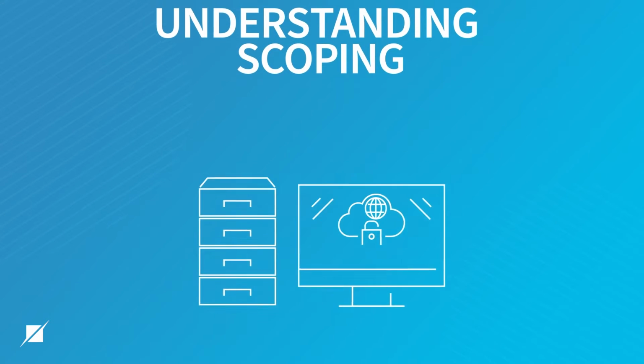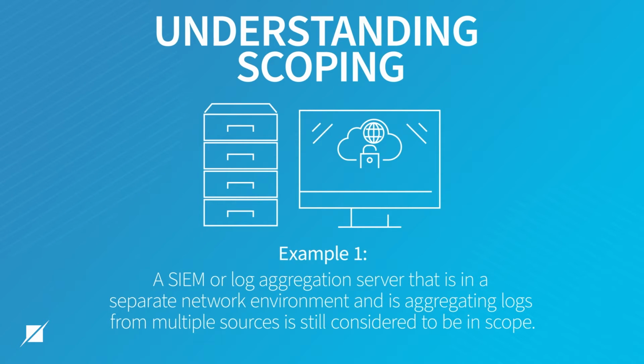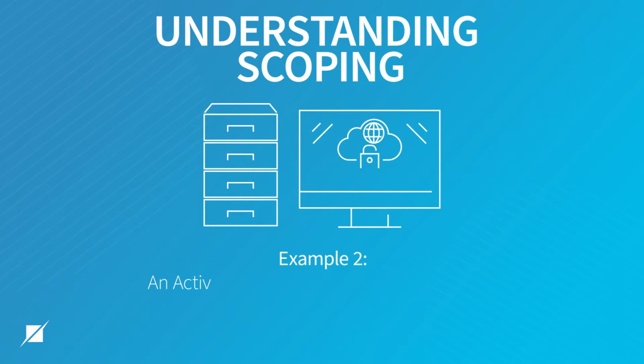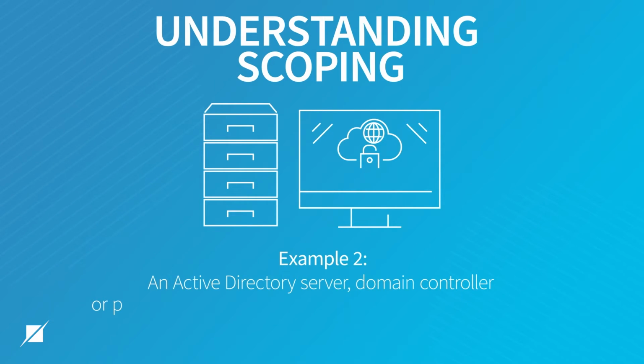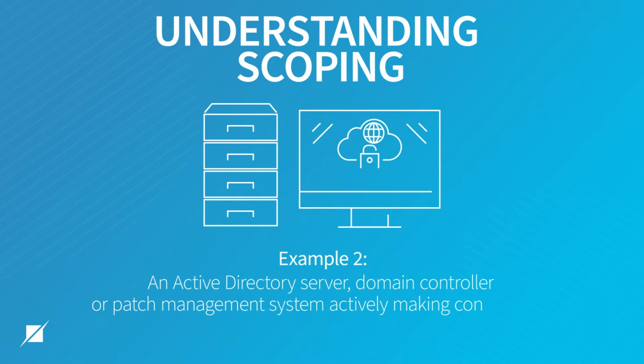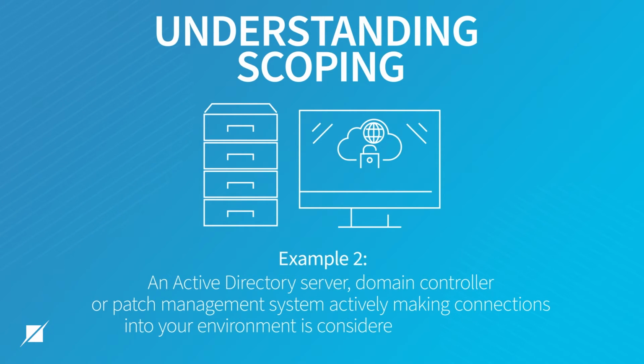Some examples here would be if you have a SIEM or a log aggregation server that's in a separate network environment, and it's in a separate environment because you're using it for other non-PCI systems. It's aggregating logs from multiple sources, so you don't want to keep it in your CDE, you want to keep it in a management network segment or something like that. That system would still be in scope. The next example would be like an Active Directory domain controller or a patch management system. These are systems that are actively making connections into your credit card data environment, and those would, again, be considered to be in scope for a PCI assessment.